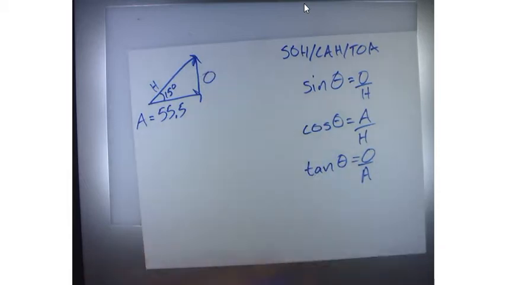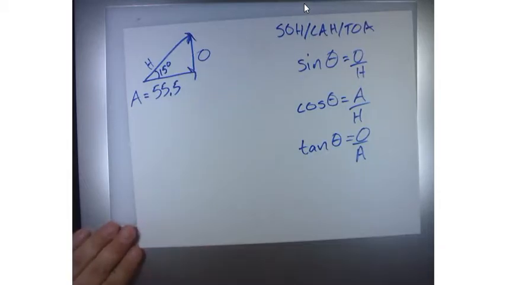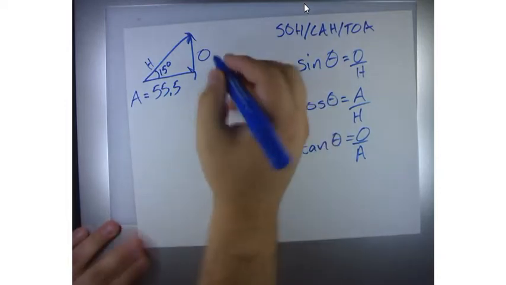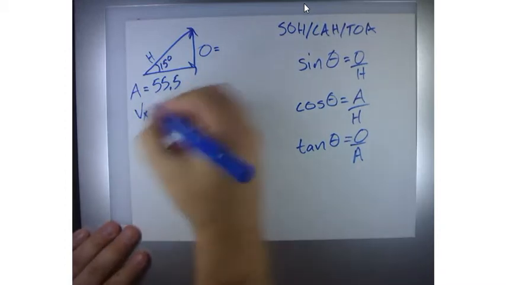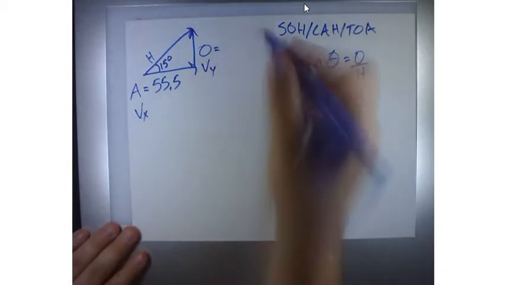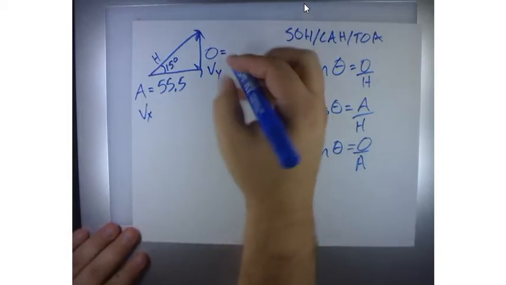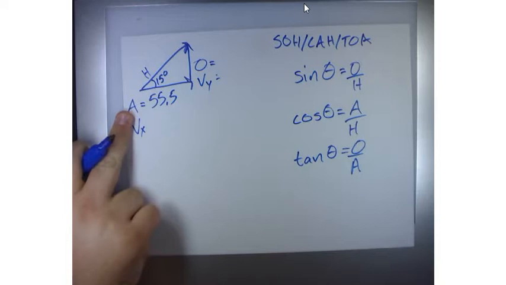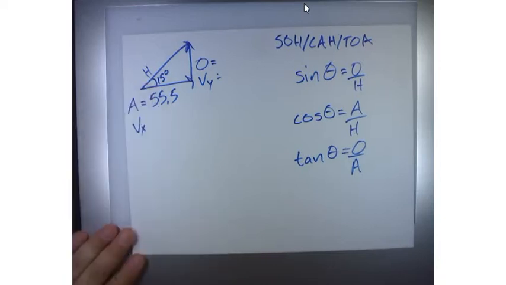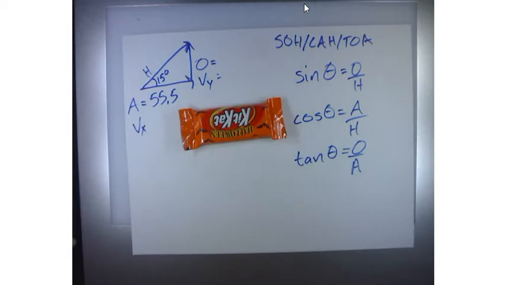Now, with that being said, we want to figure out what the hypotenuse is. Now remember that this is V sub X and this is V sub Y. I want to figure out what V sub Y is, or the opposite. I already have the adjacent and an angle. Which trig function would I use to find the opposite?